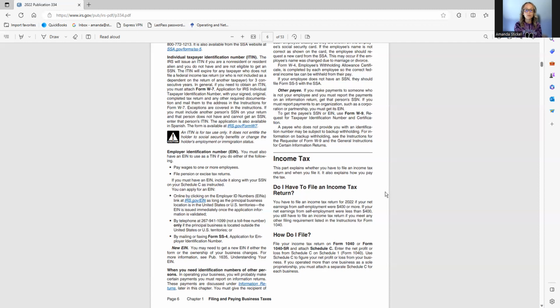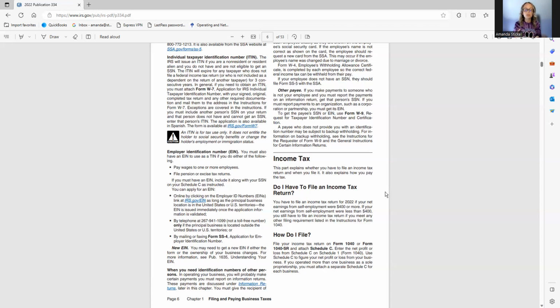So with EINs, if you have a business I recommend having an EIN regardless of whether you have employees or not, because it just helps when you have to fill out forms like a W-9. You put your EIN on there instead of your Social Security number, so it keeps your Social Security number a little bit more protected. You would just add this to the Schedule C, which is attached to your 1040, so you're filing your taxes with both your Social Security number and your EIN.